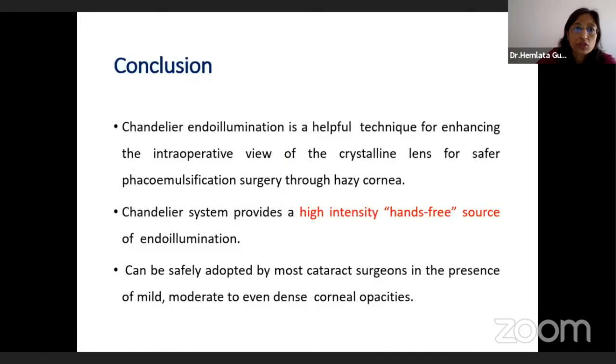So to conclude, chandelier illumination is a really helpful technique for enhancing the intraoperative view in hazy corneas. It provides us with a high intensity hands-free source of endoillumination, and it can be safely adopted by most cataract surgeons in the presence of mild, moderate to even denser corneal opacities.